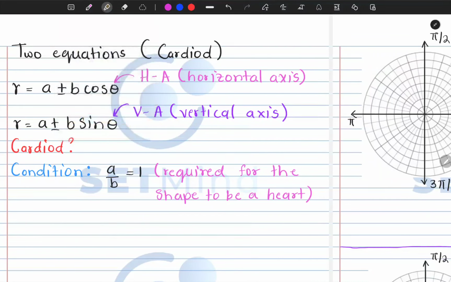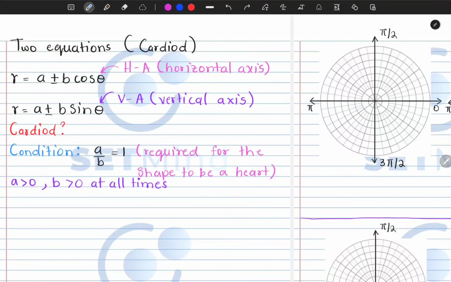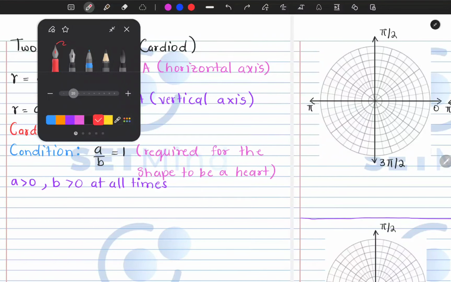One important thing I need you to note is that a and b are just numbers, so they are independent of the sign. The plus or minus sign will sit in between them, but a and b we want to be positive. So a will be positive and b will be positive at all times. It is just the sign in between them that can change, but always look at the actual number. I plead with you that you always do so. As long as a divided by b gives us 1, we will have our cardioid.